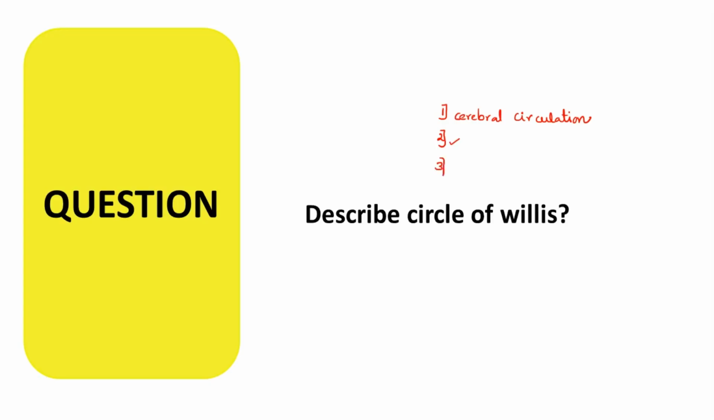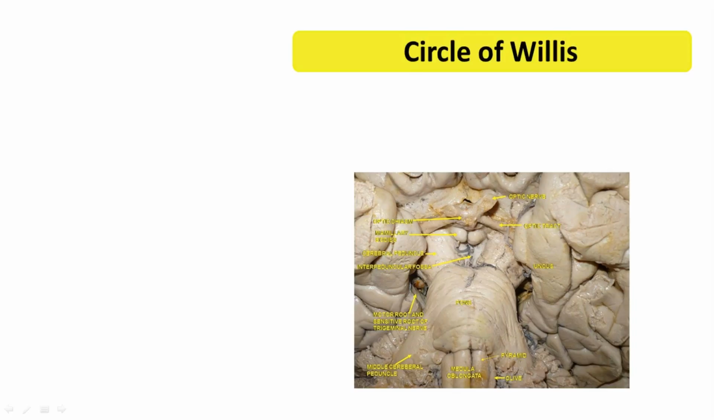And the third point that should come into your mind is, when I say circle of Willis, its prime importance is that it acts like a backup system. So, it provides collateral circulation. What does it do? It provides collateral circulation. So, you know the basic points about circle of Willis. Let us now go into the details of where it is located, the anatomy and the clinical significance of circle of Willis.